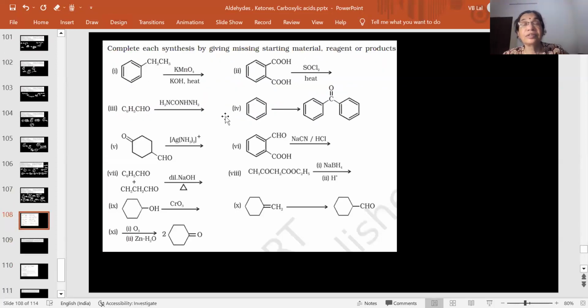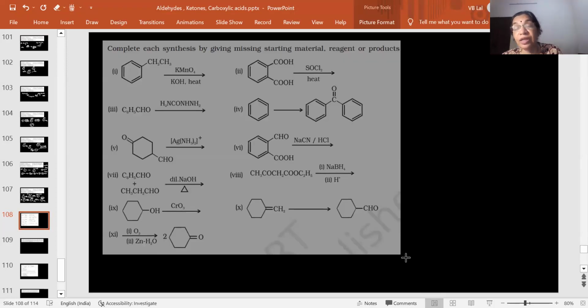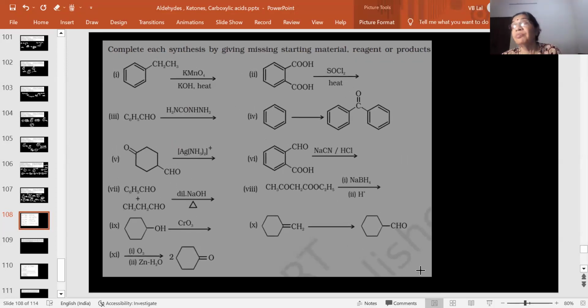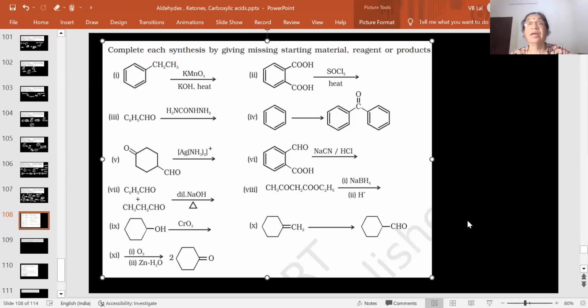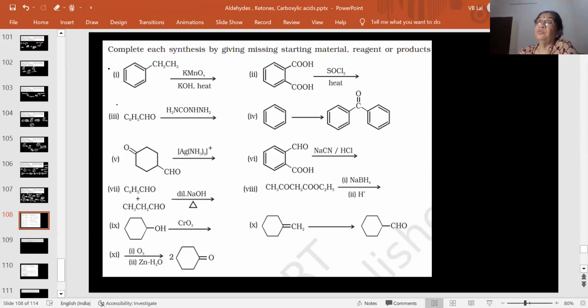Now let's see these. This chapter is very easy, but you have to practice a little to get all the answers right. Please make a note in your textbook, or after the class also.